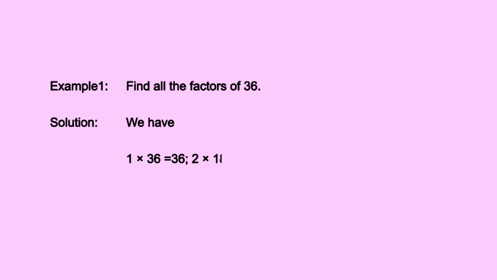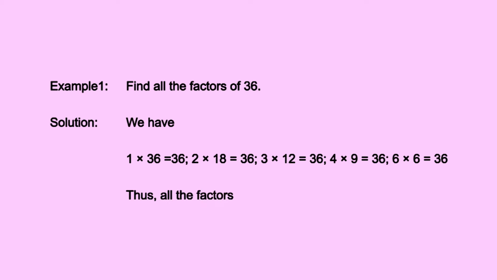2 into 18 is equal to 36. 3 into 12 is equal to 36. 4 into 9 is equal to 36. 6 into 6 is equal to 36. Thus, all the factors of 36 are 1, 2, 3, 4, 6, 9, 12, 18 and 36.